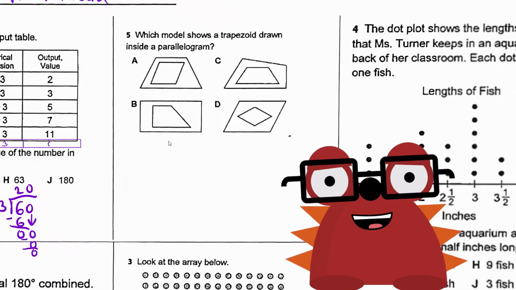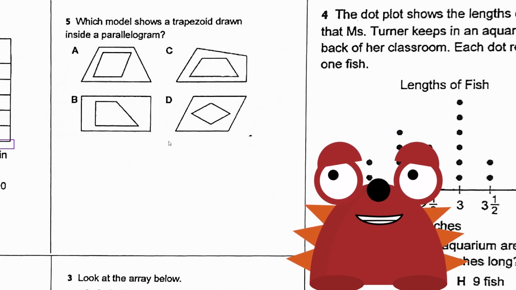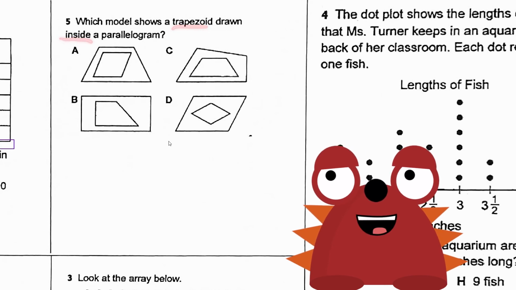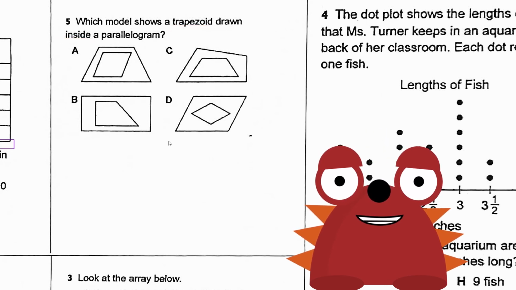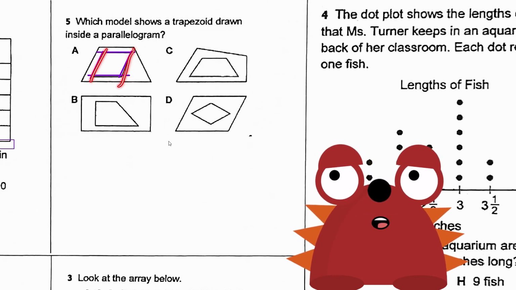Now we're going to go ahead and go to the next problem. This one says, which model shows a trapezoid that is drawn inside a parallelogram? So we're looking for a trapezoid inside a parallelogram. So if we look at the very first choice here, you're going to notice that this is not a trapezoid because it has two pairs of parallel lines. You have the lines going this way, those two are parallel, and these two are parallel. So this is not a trapezoid, this is actually a parallelogram.